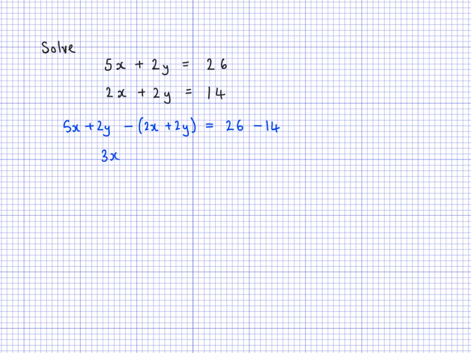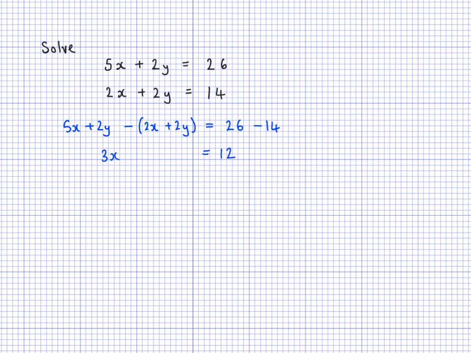I could also think about expanding this bracket, so negative multiplies to this, negative also multiplies to this bit here. The other one is add 2y and then take away a positive 2y. So I've got positive 2y, take away a positive 2y, so that's going to be 0, so this will no longer be there. And then on this side I will get 26 take away 14, so that's 12. So that's going to be equal to 12.